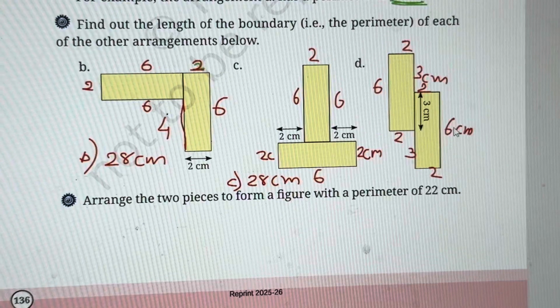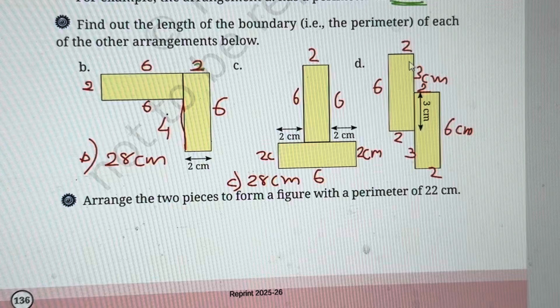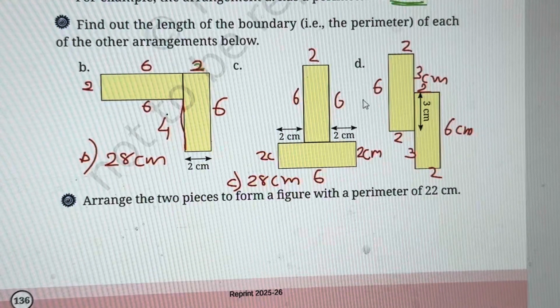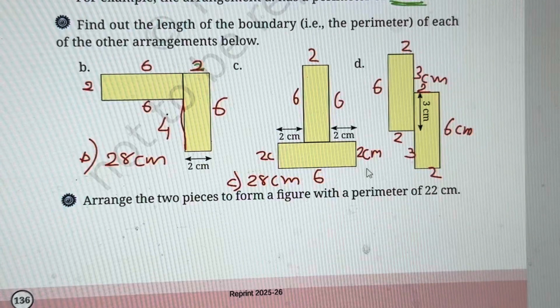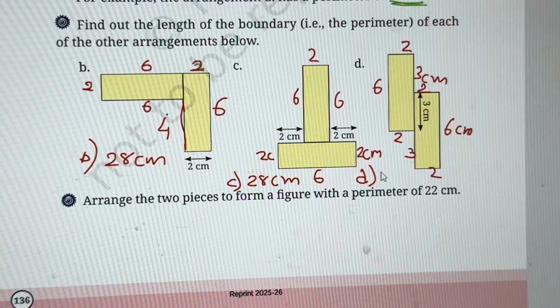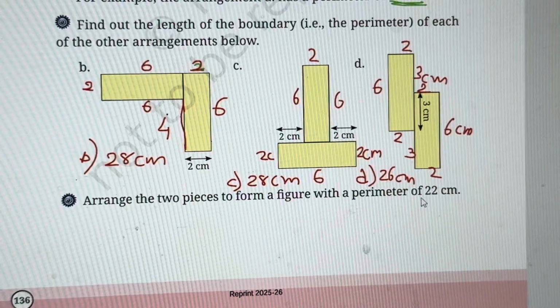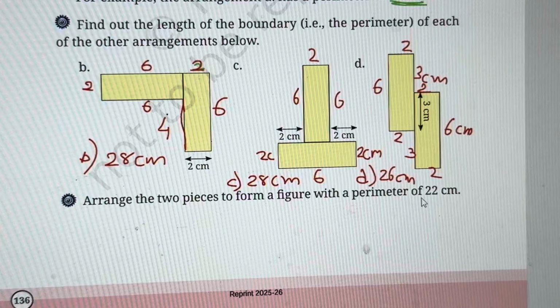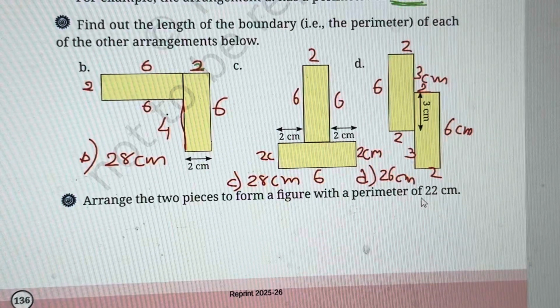2 plus 6 is 8. 8 plus 2, 10. 10 plus this 3 and 2, 5, 15. 15 plus 6, 21. 21 plus 5 is 26 centimeter. So for D, the shape is 26 centimeter, a little different. So how have we made the perimeter a little less? By bringing them side by side and keeping them close to each other, right?